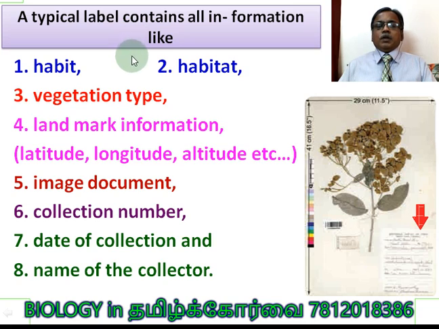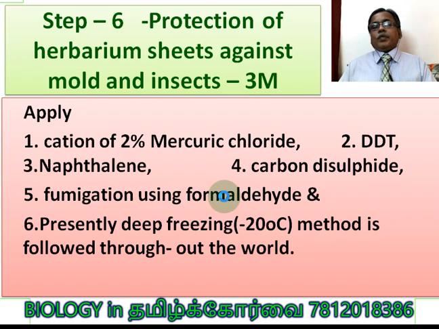3 more question. Habit of the plant, habitat, from where it is collected, vegetation type, whether it is a tree or grassland, etc. Landmark information, we already discussed latitude, longitude, altitude, etc. Collection number: as we are collecting many plants in a day, we have to number them. Along with that, date of collection and name of the collector.